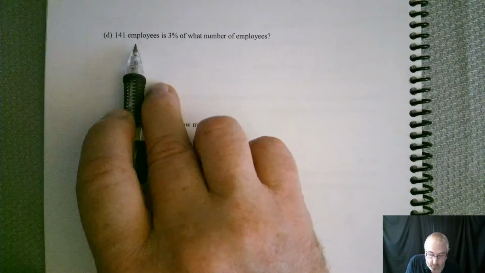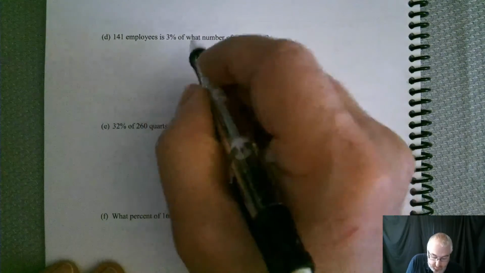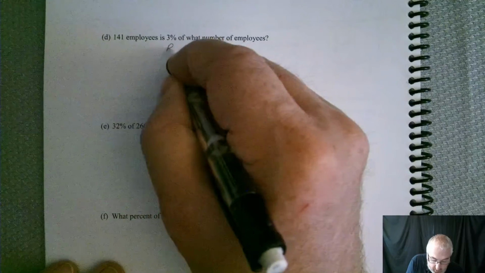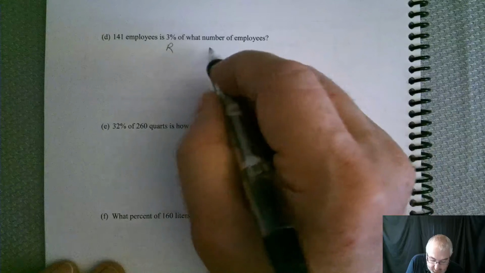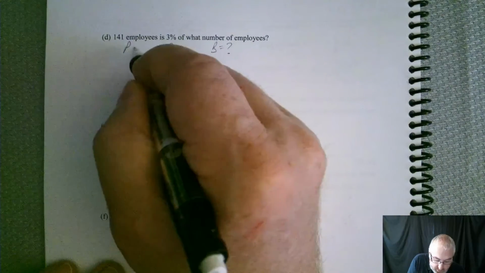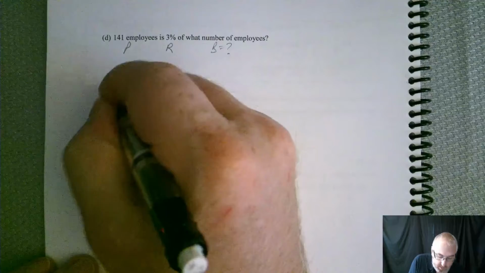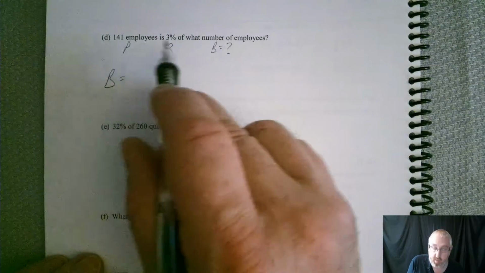All right, so 141 is 3% of what number of employees? Well, 3% is going to be our R. What number of employees of that? So that's going to have to be our B, so we don't know what that is. So that's just going to have to be our P. So base is equal to P over R.